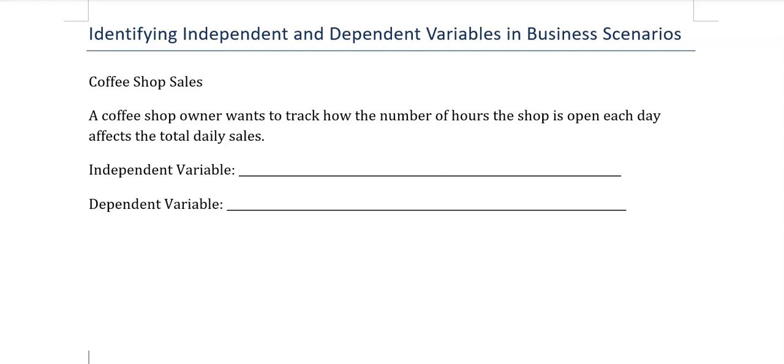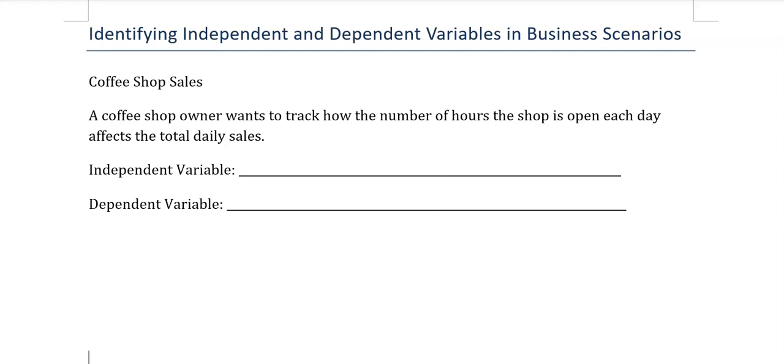Identifying independent and dependent variables in business scenarios. I'd like to think of our independent variable as the quantity that we can control. The dependent variable will depend on our independent variable. So let's begin with this example about coffee shop sales.